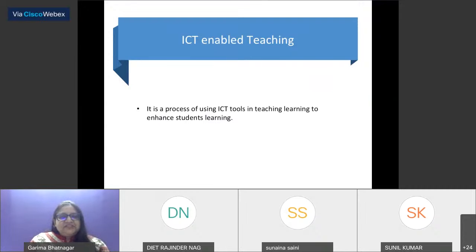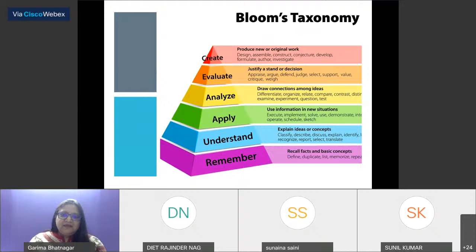Now, ICT-enabled teaching is a process of using ICT tools in teaching-learning to enhance students' learning. As I said in the beginning, the National Framework for ICT talks about students getting creativity, problem-solving skills, and then use of technology with a purpose, with a specific purpose. This is something we are all very familiar with, and we would be using Bloom's taxonomy to understand how important ICT is.